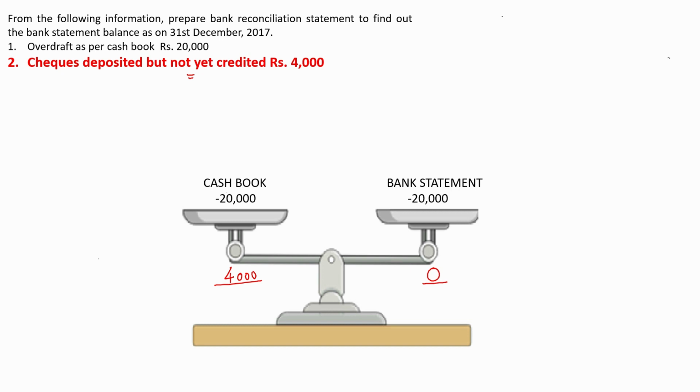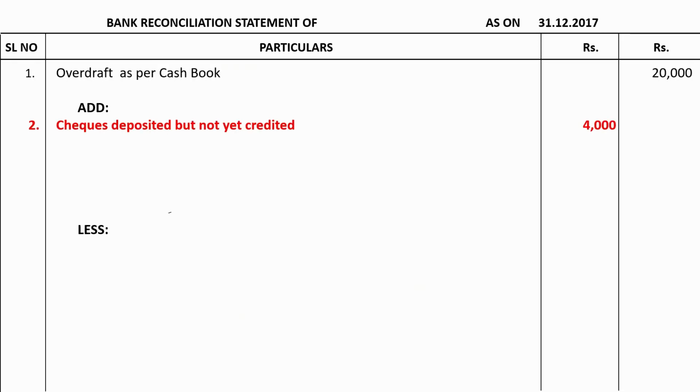We know every deposit decreases the overdraft. That means in the cash book, overdraft is 16,000, whereas in the bank statement, it is 20,000. Cash book shows a lower overdraft and the bank statement shows a higher overdraft. To make this equal, we have to add rupees 4,000 in the bank reconciliation statement starting with overdraft as per cash book. Check deposited but not yet credited is shown as an addition.